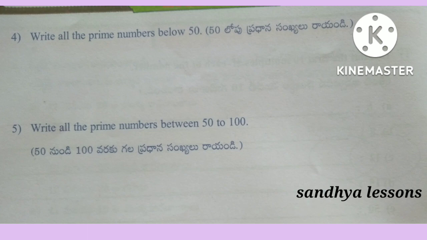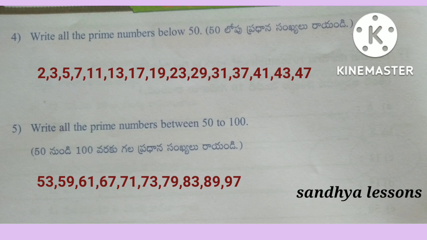Fourth question, write all the prime numbers below 50. Prime numbers below 50 are 2, 3, 5, 7, 11, 13, 17, 19, 23, 29, 31, 37, 41, 43, 47. Fifth question, write all the prime numbers between 50 to 100. 53, 59, 61, 67, 71, 73, 79, 83, 89, 97.